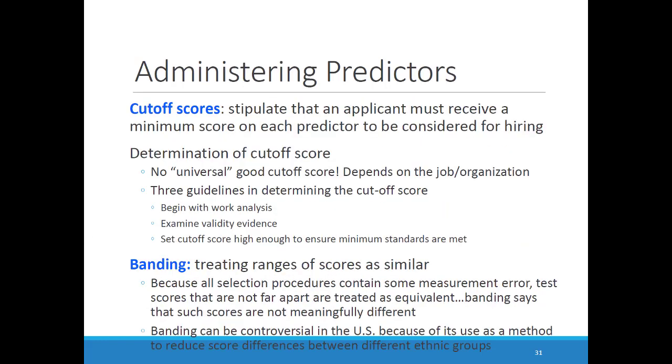An example of banding is actually the grading system that we have for final grades at UNC Charlotte. So all scores that range from 90 to 100 are considered an A, right, for your final course grade. And anything that is from 80 to 89.9 would be considered a B. So regardless of the actual number that you got, an A is an A at the end of the semester.